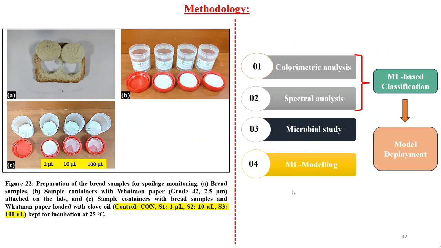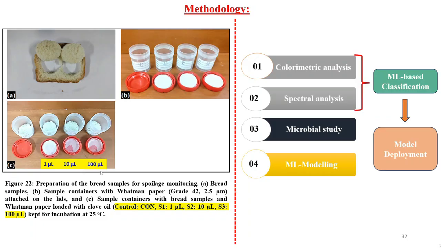Then methodology. What we did is that we took bread samples for the analysis, and then we tried to develop or analyze these bread samples. The first one is a control sample, and in the next 3 samples we added 1 microliter of clove oil, 10 microliter of clove oil and 100 microliter of clove oil on the lid of the sample holders.